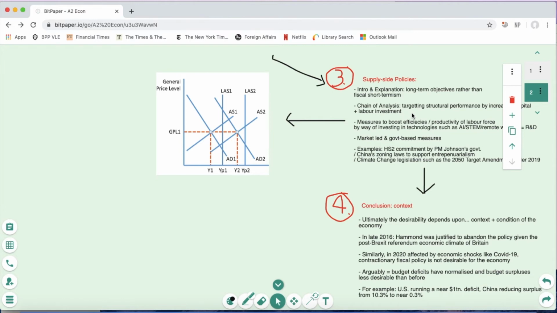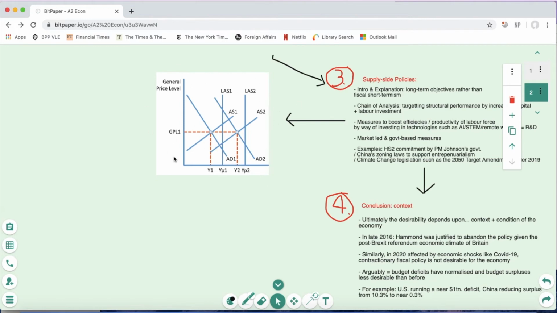So following the same structure, you have the introduction and explanation, the chain of analysis, this idea that it's focusing on structural performance, labor investment. You can give examples such as AI, STEM, education, government-based measures such as the HS2 commitment by the recent Prime Minister Johnson's government. China's zoning laws as the efforts to promote entrepreneurs. If you want to use international examples, which of course, because it's a macro paper, you should definitely be doing. The 2015 climate change order, which is quite interesting to argue that that's for supply side policies.